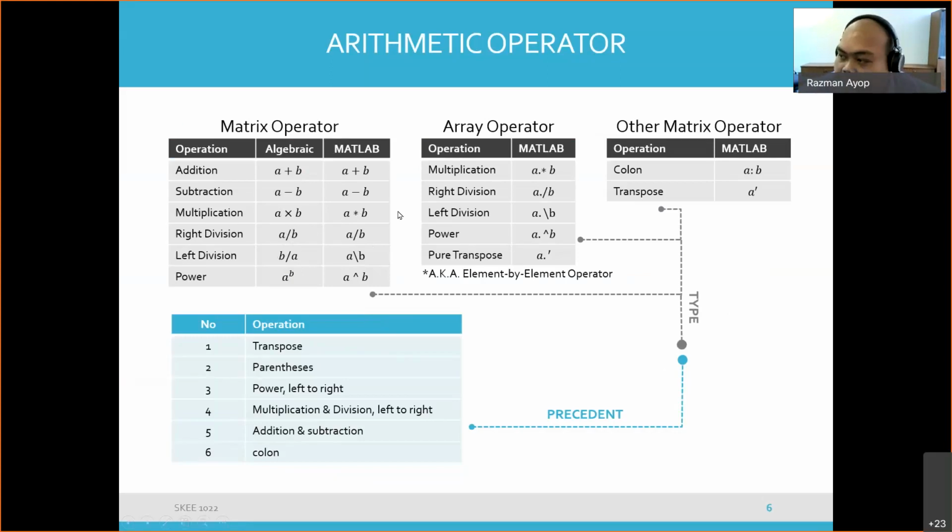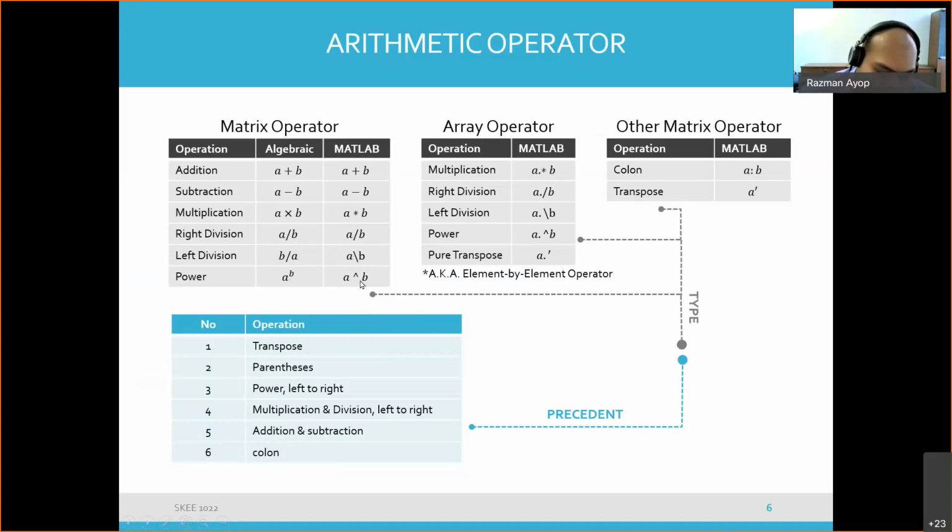Okay, so A divided by B. Make sure you use the correct symbol. If you slash like this, it means A divided by B. But if you slash like this, it will be B divided by A. So be careful. And for the power, make sure you use this.